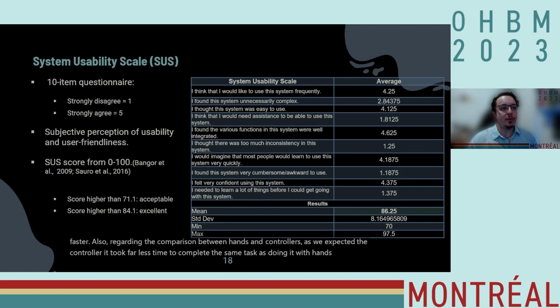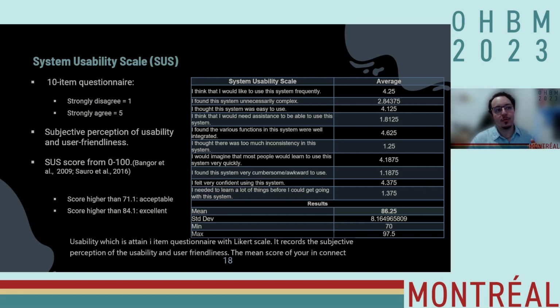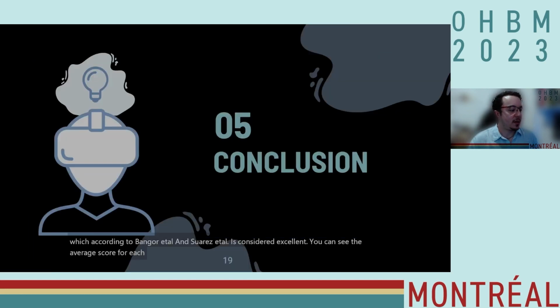As for the system usability scale, which is a 10 item questionnaire with a Likert scale, it records the subjective perception of usability and user friendliness. The mean score of VRNConnect was 86.25, which according to Bangor et al. and Sauro et al. is considered excellent. You can see the average score for each item in the table.